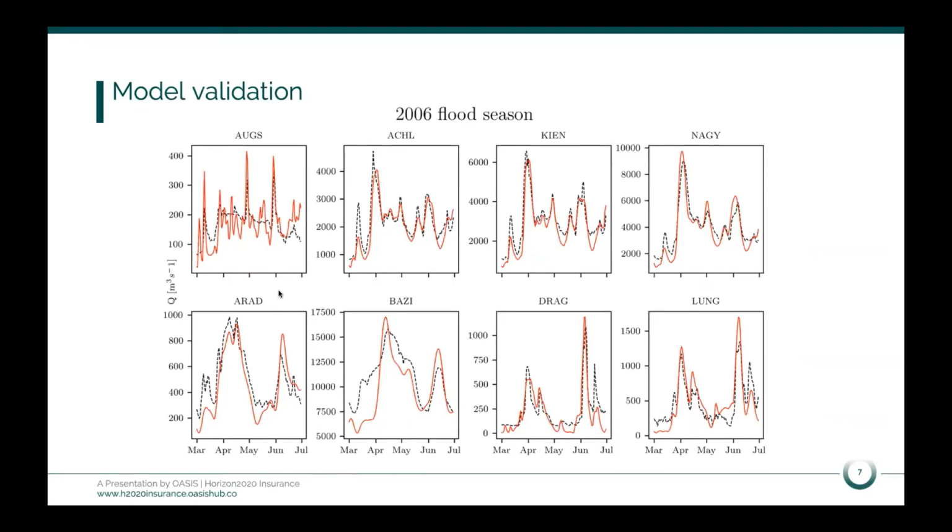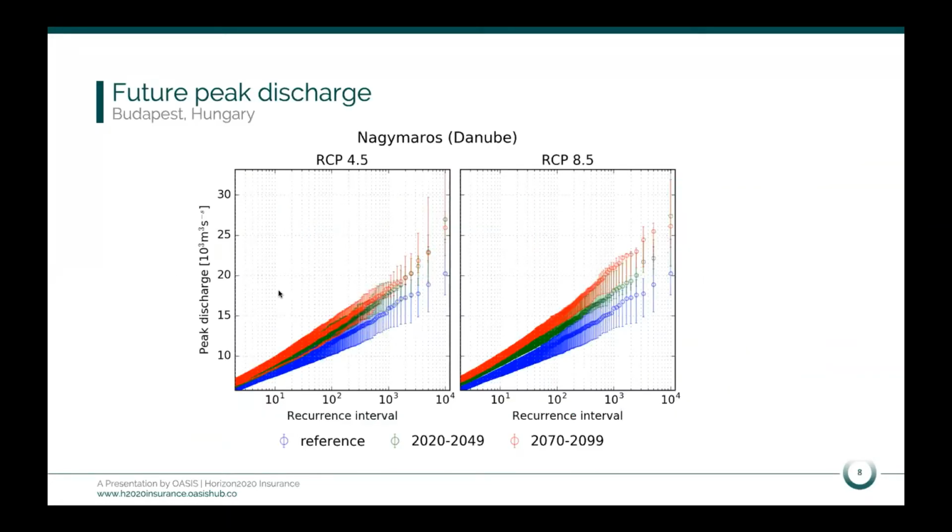You see that the red line, that's the simulated discharge here, matches the black dashed line fairly well in most cases. And that's the key to making sure that the model is really in tune with the observations. Just a little snapshot of just one stream segment here. This is just north of Budapest. This basically gives us a peak discharge for all recurrence intervals. You see that here on the horizontal axis, and discharge here on the vertical axis.